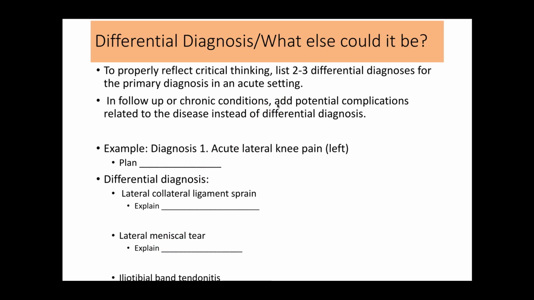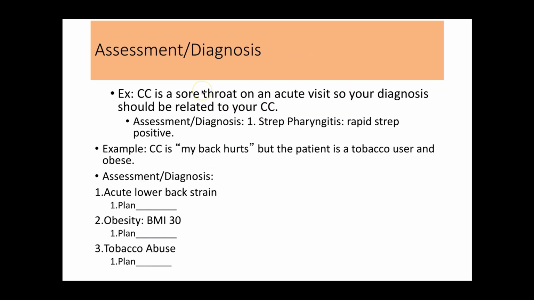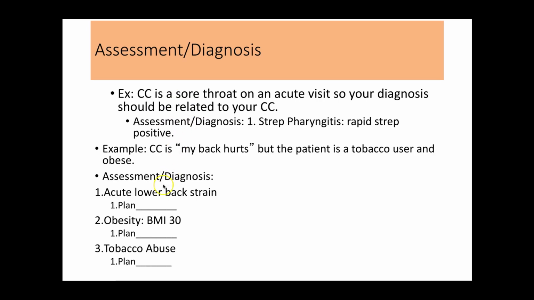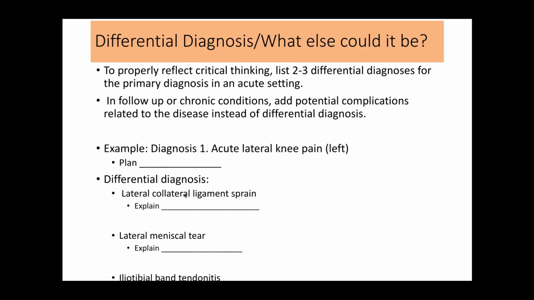This is when we get into the differential diagnosis. You're going to list 2 to 3 differential diagnoses for your primary diagnosis. So back here, you're going to list 2 to 3 differential diagnoses for acute lower back strain. What else could that be? Could there be a lesion in there? Could there be a tumor? You know, that kind of stuff. So that will be your differential diagnosis. You need to explain that.